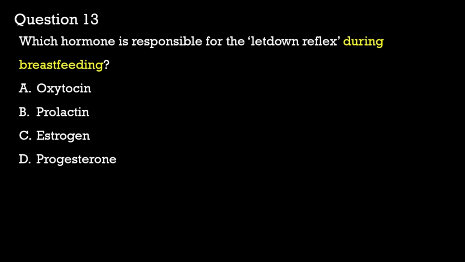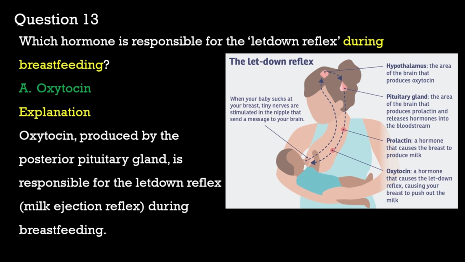In option B, prolactin stimulates milk production, but it does not control milk release. In option C, estrogen prepares the breast tissue during pregnancy, but it inhibits milk production until after birth. In option D, progesterone helps to prepare the breast during pregnancy, but it prevents lactation until the levels drop postpartum. So our answer here is option A, oxytocin.